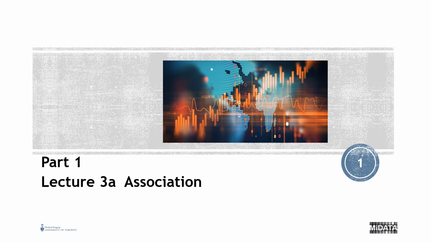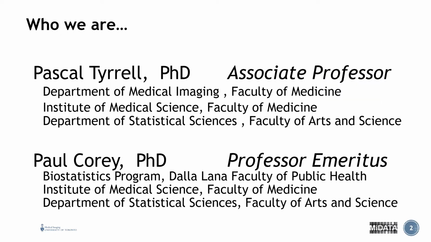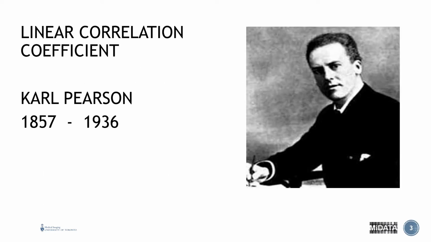Hello and welcome to Lecture 3. In this lecture, we're going to be talking about association. Association is a type of relationship that can exist between two variables. Let's just use a silly example to get us going.